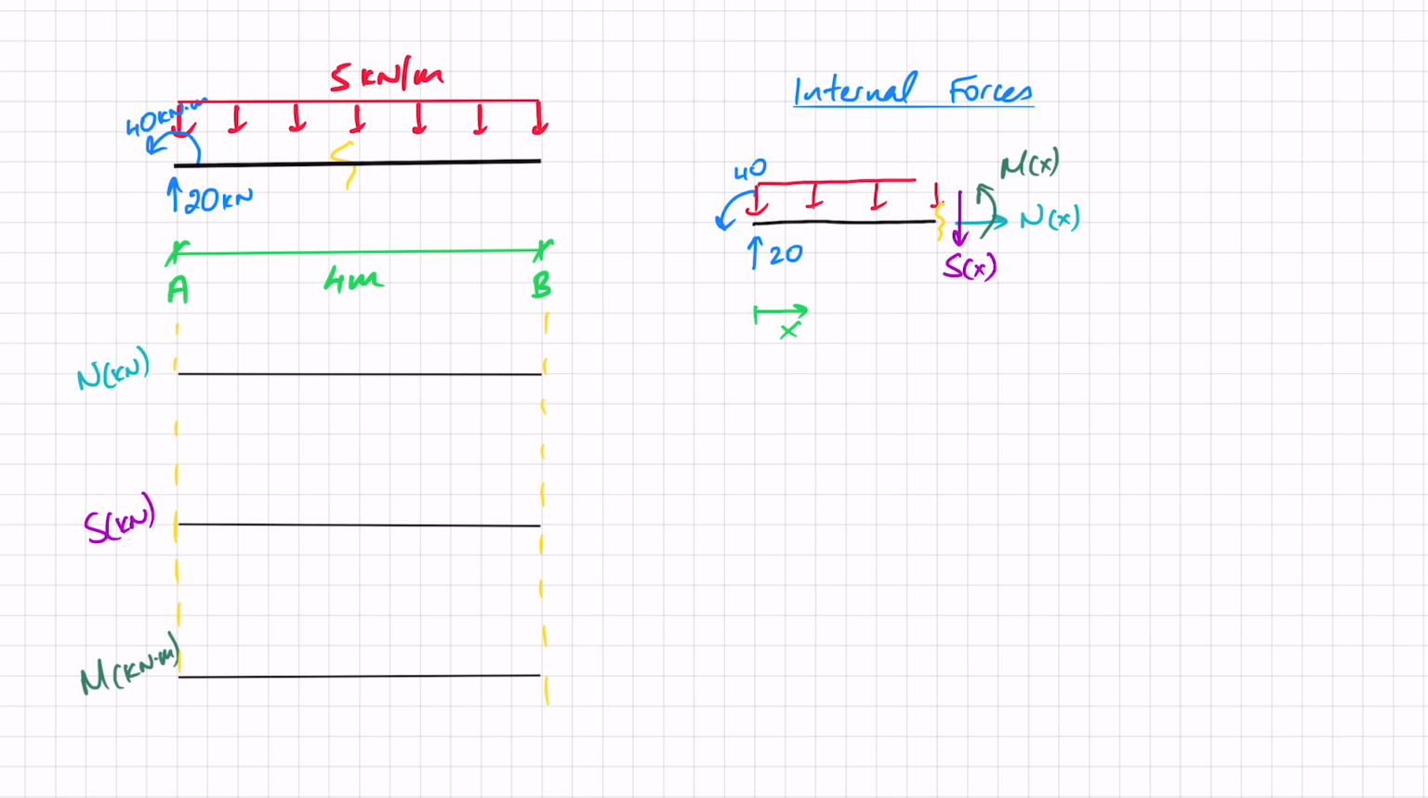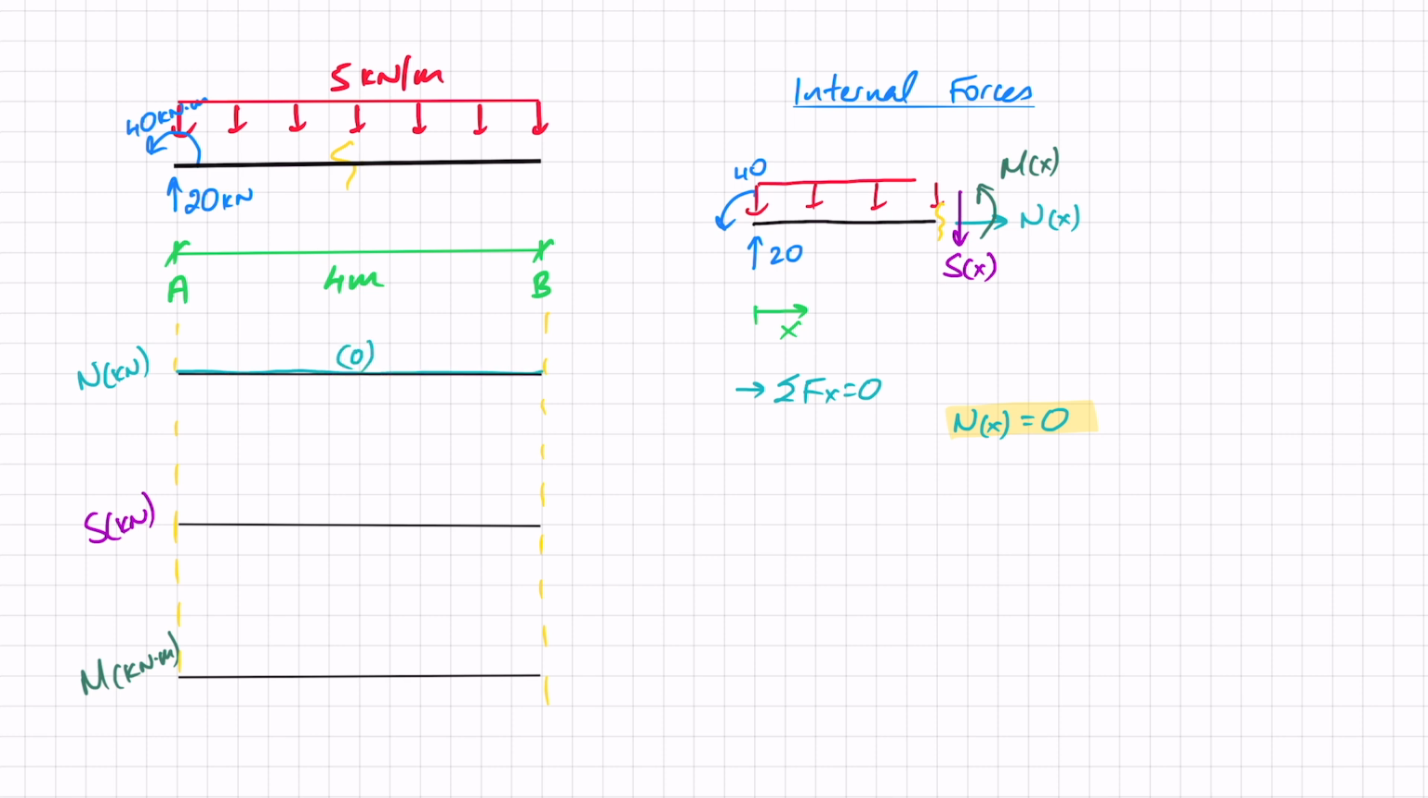So we'll start off by summing the forces in the X direction, with this being my positive X. I can see that I only have nx in this direction, so nx equals 0, and I can straight away draw that on my diagram. Just 0 from A to B, no change.